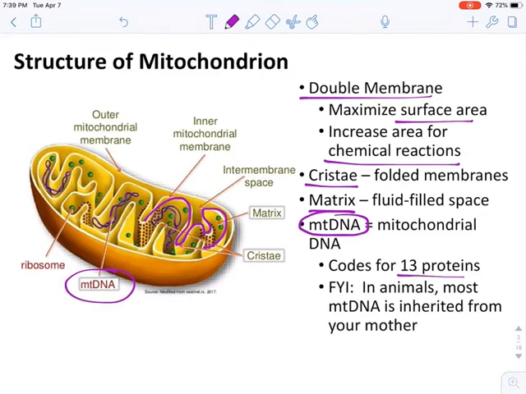There's about 13 proteins that are necessary to make respiration happen. And also, fun fact, your mitochondrial DNA most likely came from your mother, and it has to do with when the sperm and the egg combine during fertilization.